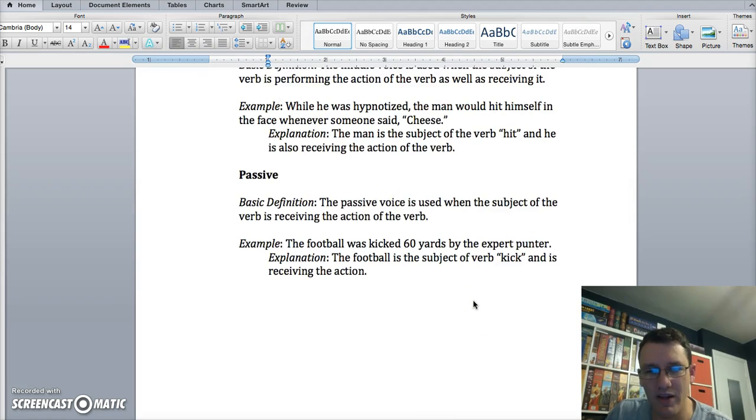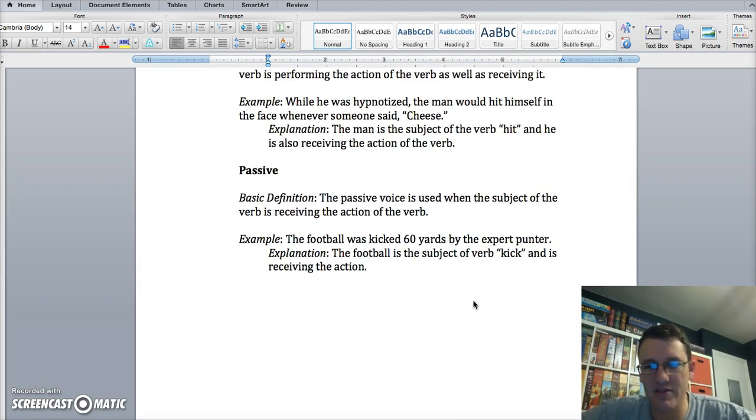And the final one is the passive. Now, this is generally seen as poor grammar in English, but it happens a lot in Greek. In fact, you will see this in your word study that you practice on. Hint, hint. The basic definition: the subject is receiving the action of the verb. So, the football was kicked 60 yards by the expert punter.